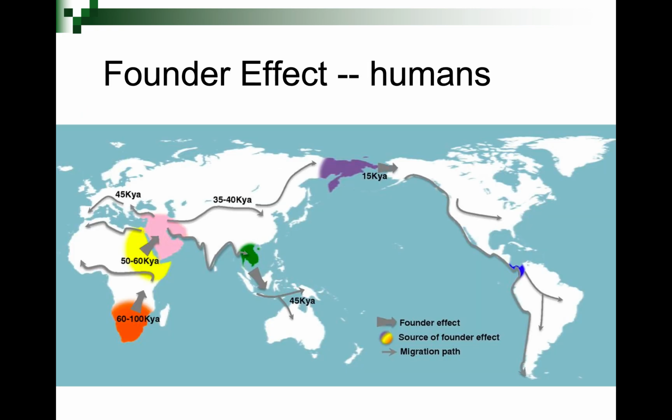Okay, so if we look at human migration patterns and movement, you can actually see that there have been founder effects multiple times in human populations here, and then you can see the paths of migration, right, that have also happened around some of these founder effects. And then the source of the founder effect, right? So this is a source, okay, a source here, and a source here.